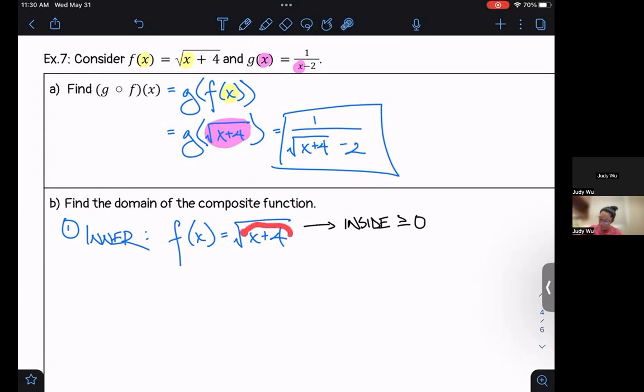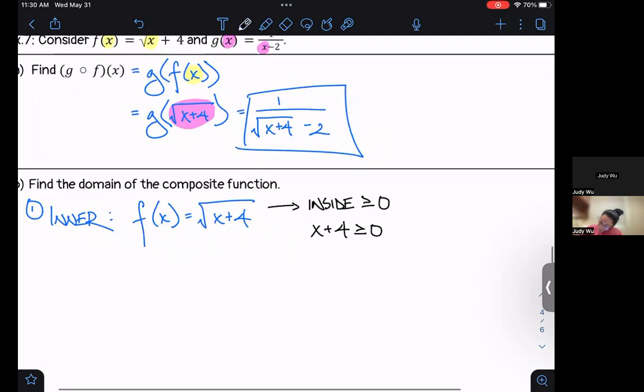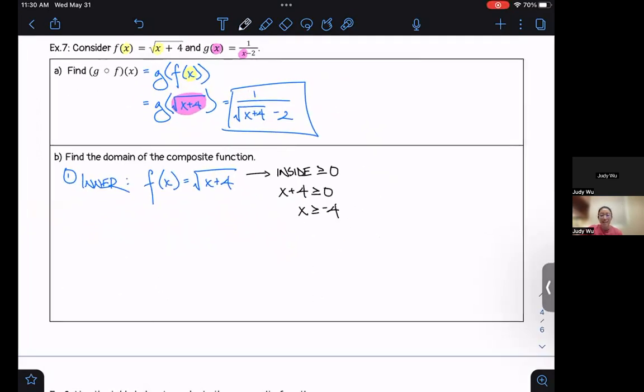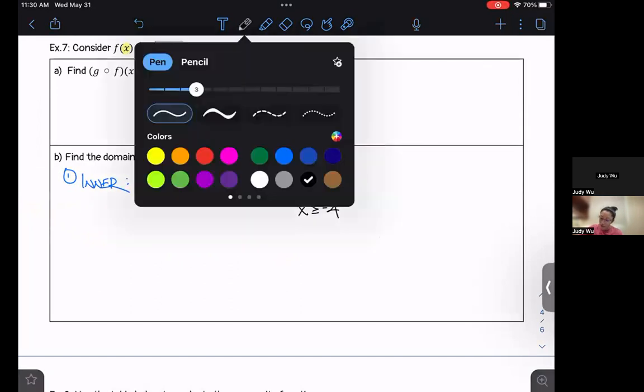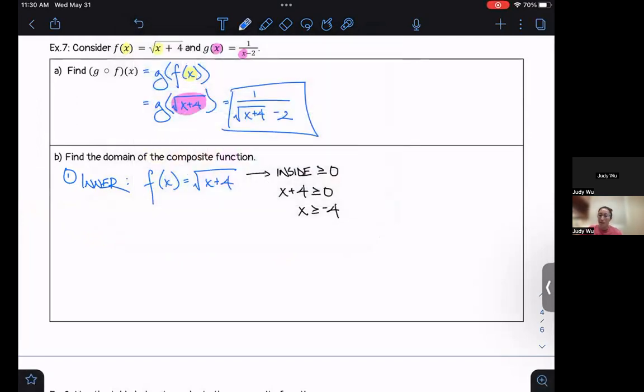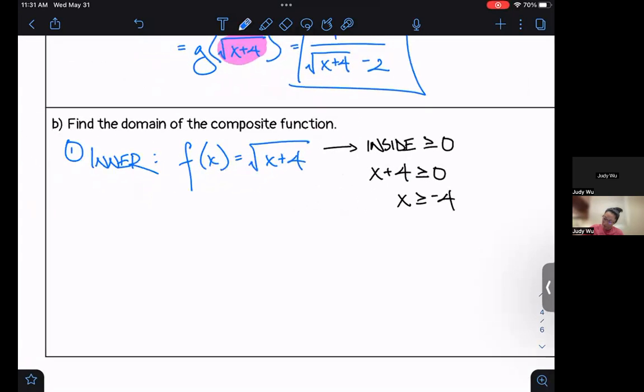Because if I had something like -5 inside, the square root of -5 gives what we said was an imaginary number. So we have to ask, where is x plus 4 greater than or equal to 0? If we subtract 4 from both sides, we get x is greater than or equal to -4. That means our domain can only include numbers like -4, -3, -2, -1, 0, anything bigger than or including -4, but we couldn't have -4.5 or -5.